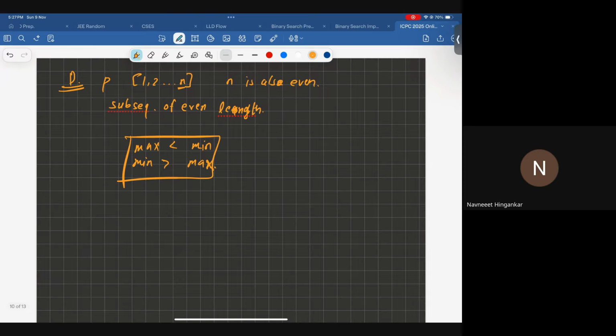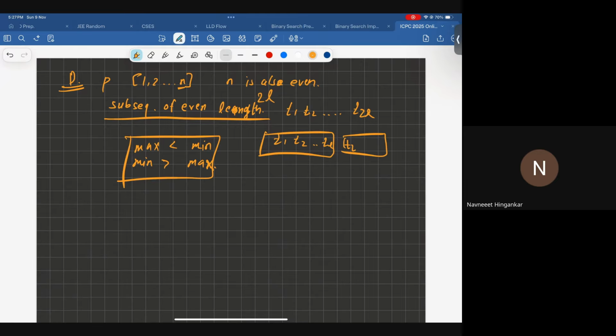If I choose a subsequence of even length and the numbers are something like t1, t2, and so on, let's say my length is 2L, up to t2L, right? So from t1 to tL there is a half portion, and from tL plus 1 up to t2L, this is another half: half 1, half 2.